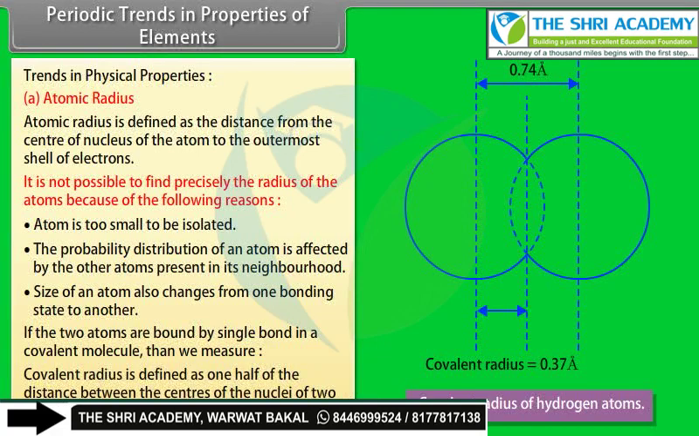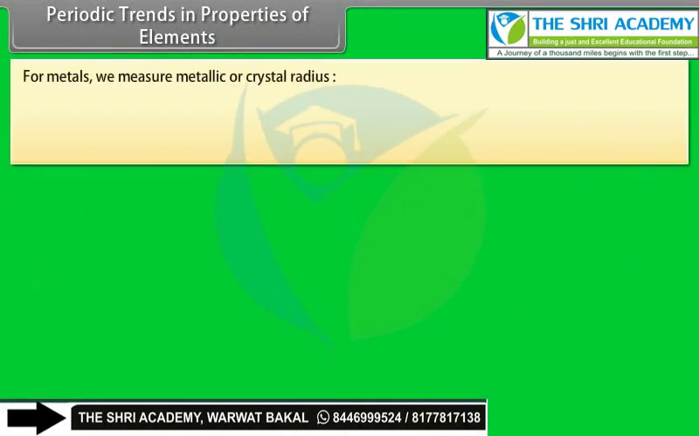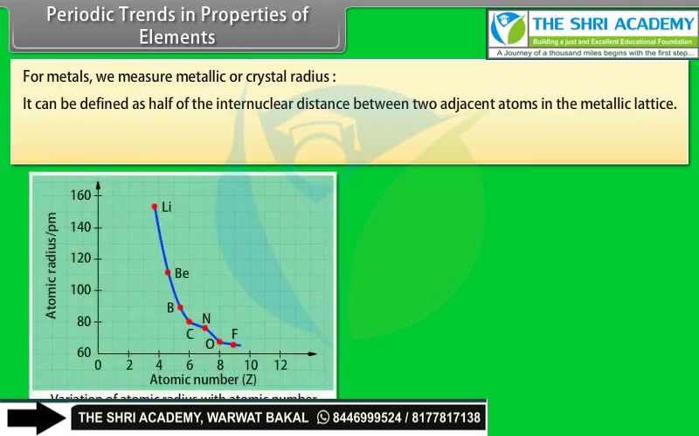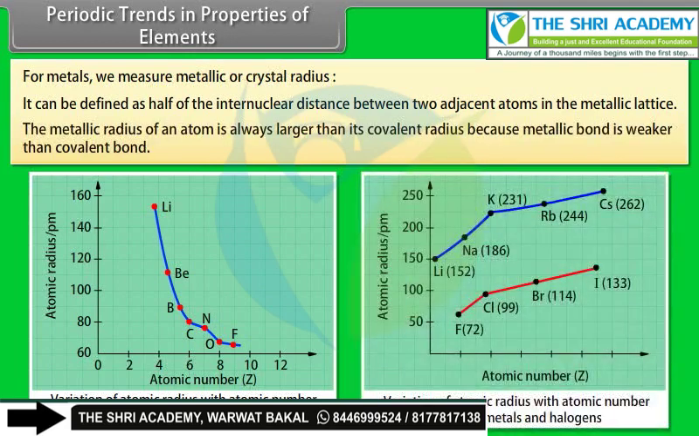Covalent radius is defined as one half of the distance between the centers of the nuclei of two similar atoms bonded by a single covalent bond. For metals, we measure metallic or crystal radius. It can be defined as half of the internuclear distance between two adjacent atoms in the metallic lattice. The metallic radius of an atom is always larger than its covalent radius because metallic bond is weaker than covalent bond.